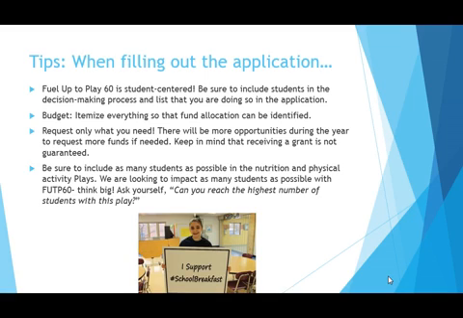And also, again, be sure to include as many students as possible in the nutrition and physical activity plays. You know, we're trying to get plays that will impact the whole school or the greatest majority of students as opposed to just a small group or club.